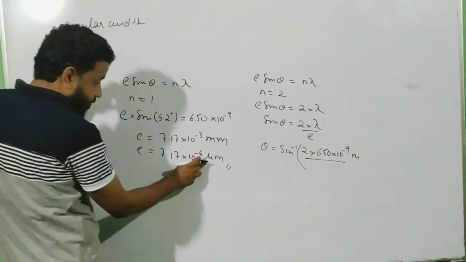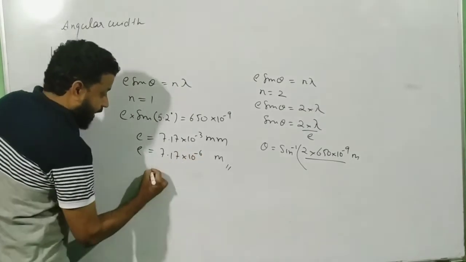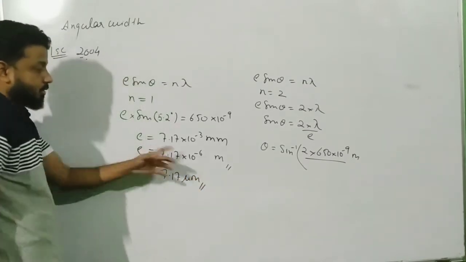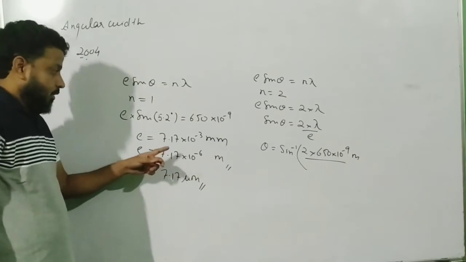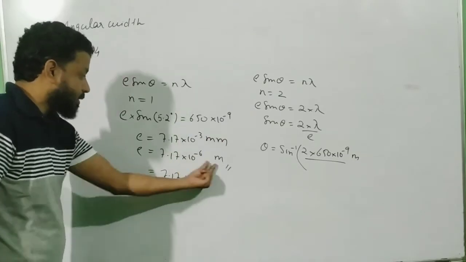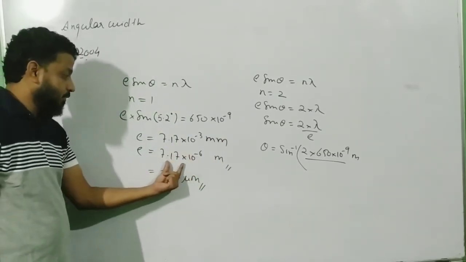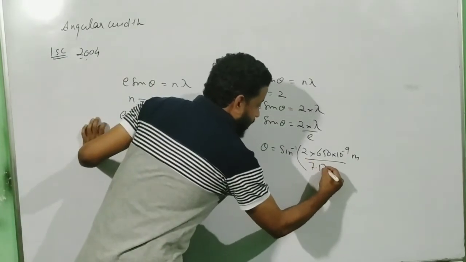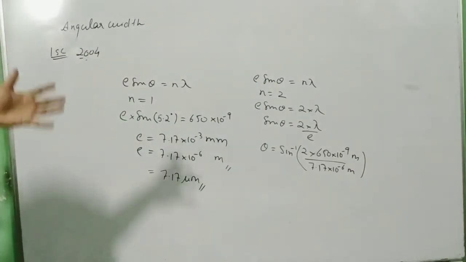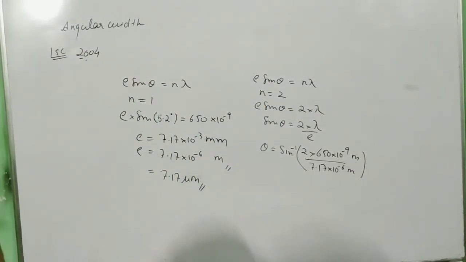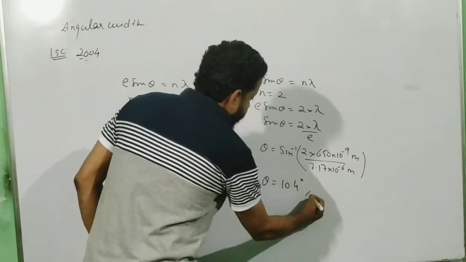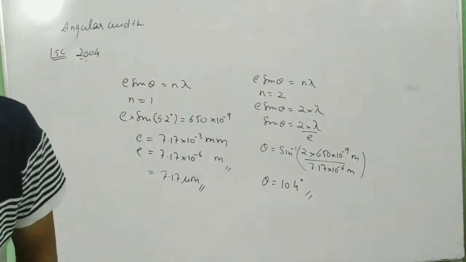I'm so sorry, this is meter. And 7.17 is your micrometer, because millimeter is 10 power minus 3 and it will become minus 6 over here. So if you put the value of e in meter, remember you always have to put it in terms of meter, you will get this as 7.17 into 10 power minus 6 meter. Then you can use your calculator and you will get the answer. As per the book, the answer is 10.4 degree.